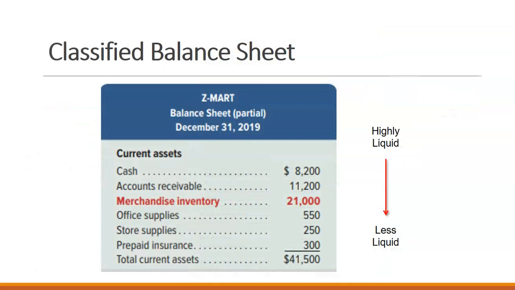On a classified balance sheet, merchandise inventory is a current asset. Remember, we list our assets in order of liquidity. So cash and accounts receivable are the most liquid, merchandise inventory being the next. These are all things we hope to turn into cash at some point, whereas our supplies and our prepaid insurance would be much more difficult to turn back into cash after we've already expended the money for them.